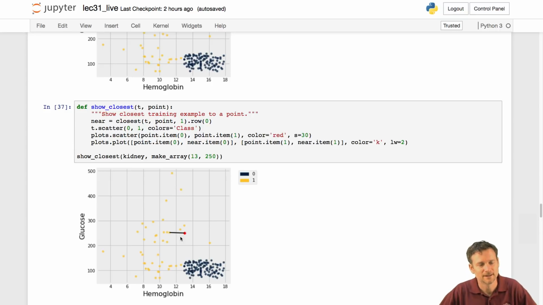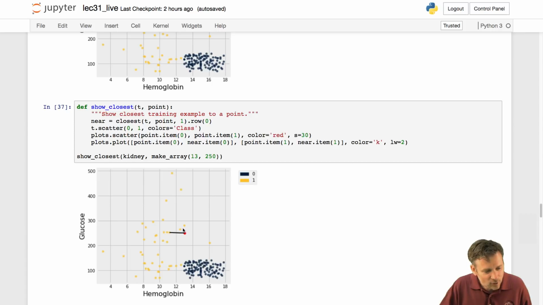The distance is like the square root of the sum of the squares of the differences of their attributes. So it isn't necessarily what it looks like on this picture. It isn't necessarily the length of this line. If you see what's happening here, the distance between these two is just a difference in hemoglobin level. The glucose level is almost identical, and it's a difference in hemoglobin level of just about 11 to 13, about 2. So that's a very small distance of 2.